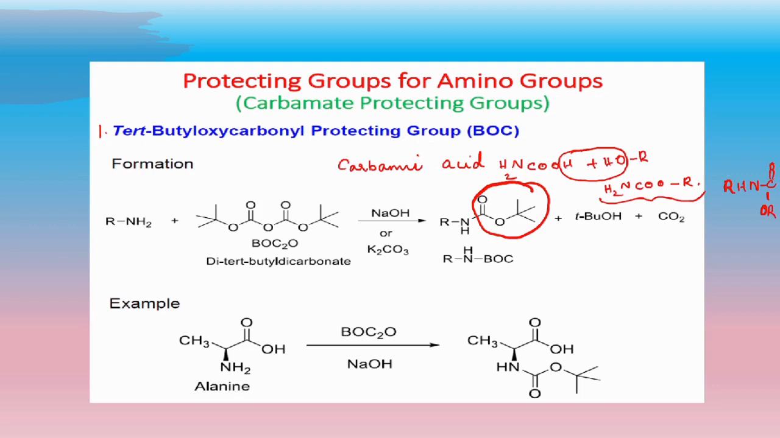ബോക്ക് എന്ന് പറയുന്നത്. ആൻഡ് വാട്ട് ഈസ് ബോക്ക്? Boc is tertiary butyl oxycarbonyl. Tertiary butyl group is this one, oxycarbonyl. Tertiary butyl oxycarbonyl, and the short form is BOC. So we can write the short form for this particular bulky group, and that is RnHBOC.